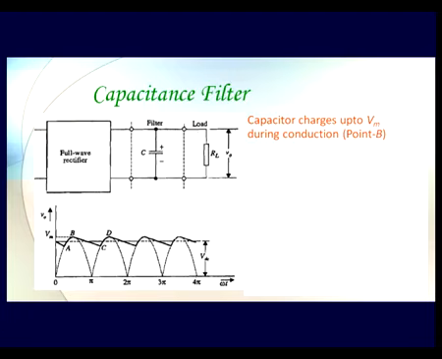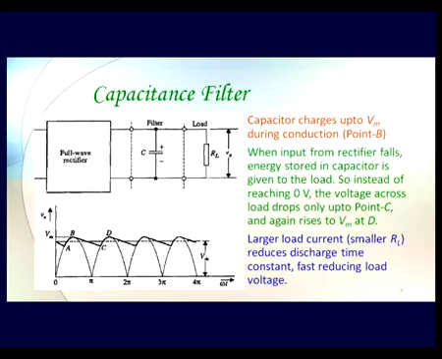So again it regains the value up to D, and again in the next portion it delivers that energy to the load. Effectively, the voltage looked upon by the load is not varying from 0 to Vm, but varying around VDC, charging and discharging around this value of effectively VDC. So when input from the rectifier is falling, the energy stored in the capacitor is given to the load, and instead of reaching 0 volt, the voltage now just reaches up to point C and again rises up to point D. So we are now able to convert this pulsating DC into much smoother DC.